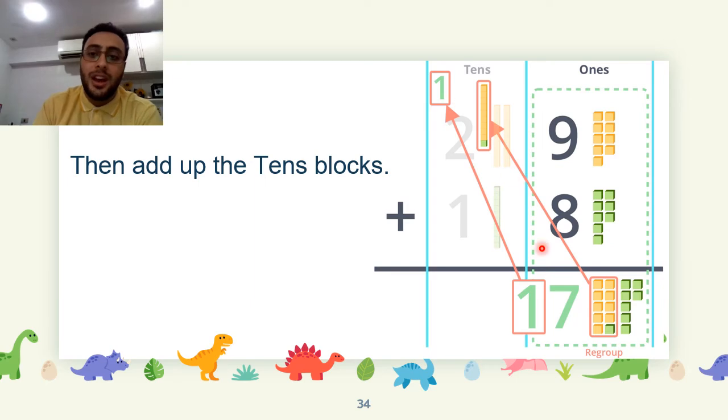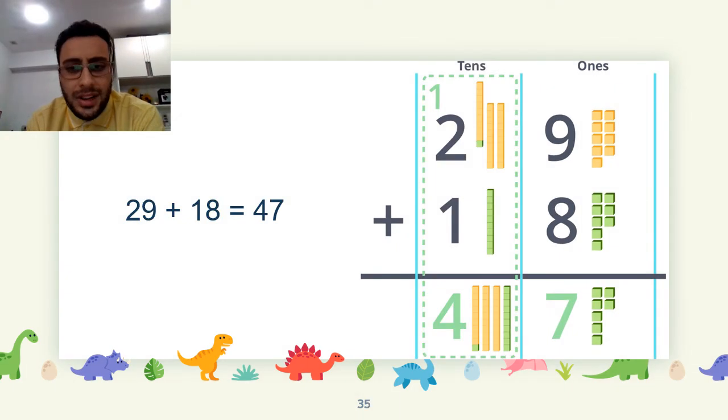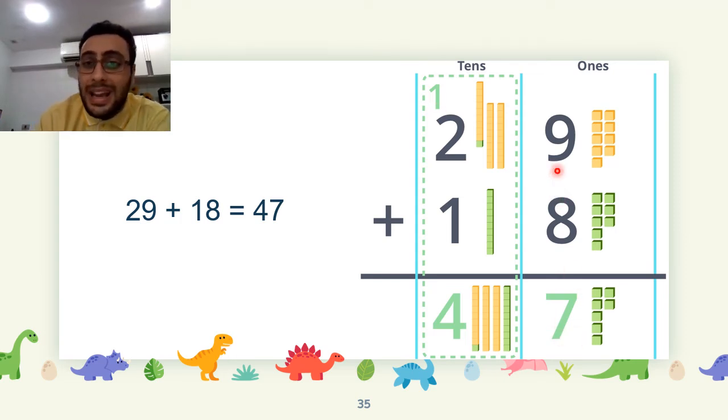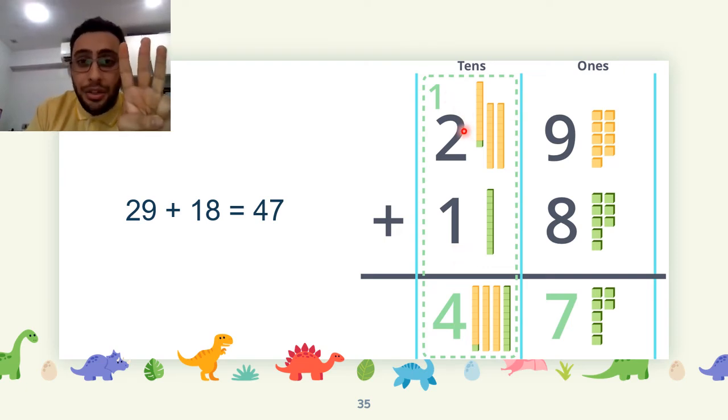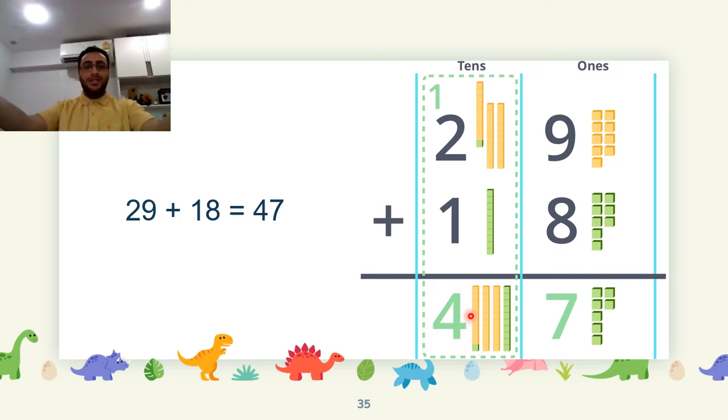There you go. See, we regroup this. We regroup 10 ones into 1 ten. So now we have an extra number here, which is 1 ten. What do we do with it? Look at here. 1 is here, and the 7 is here. What we do next is that we add the tens together. So we have 1, 2, 3 numbers. So let's go. 1 plus 2 is 3. 3 plus 1 is 4. Good job. So we have 4 tens. We have the answer already.